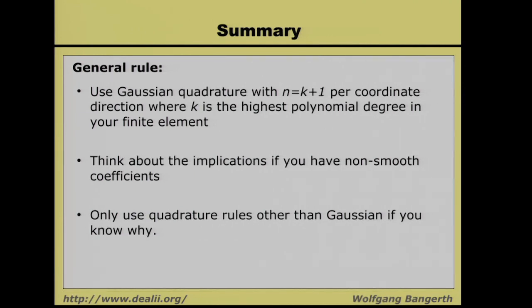If you have non-smooth coefficients or right-hand sides, then you will need to think a little bit harder about it. For example, you might want to use something like an iterated quadrature rule, and basically you only use quadrature rules other than Gaussian if you know why you would want to do this. For example, if your goal is to get a diagonal mass matrix, then you would think about using a different quadrature rule. But other than that, by and large, you would always use Gaussian. All right, that's basically everything you need to know about quadrature.